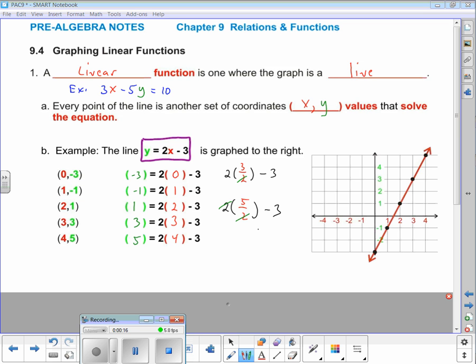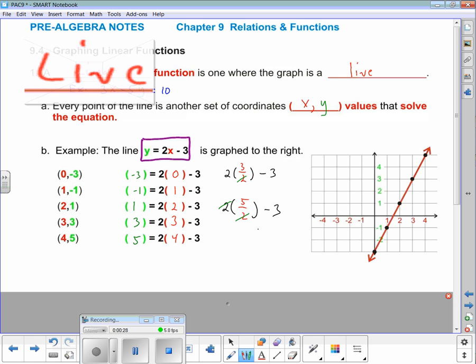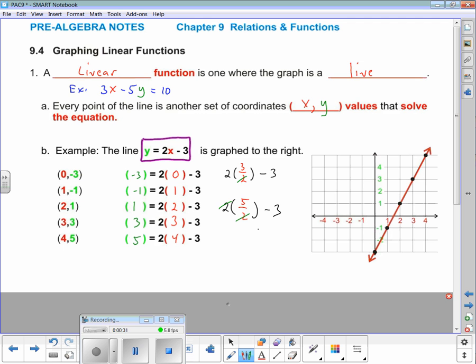All right, don't forget, what is a linear function? It's one where the graph is a line. How can you remember that? Just look at the word line right there in linear. The word line is right there in the word linear. Should be easy to remember. So linear functions, the graph is a line.